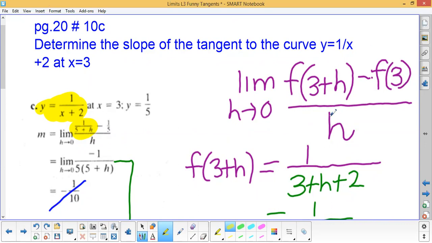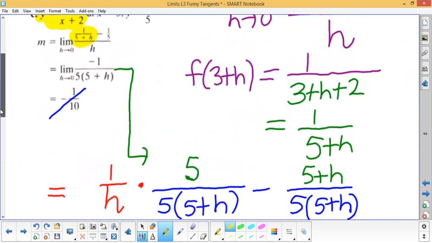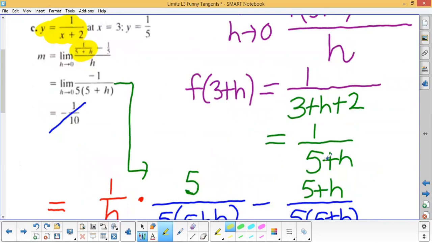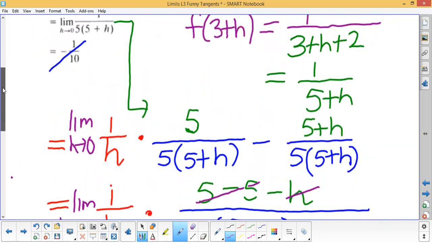So if I plug in x is equal to 3 plus h, sorry, into this function, I'm going to get 1 over 5 plus h, 1 over 5 plus h. Now, I can kind of get rid of this divided by h by writing here that I'm going to take the limit of the function as h approaches 0 and multiply everything by 1 over h.